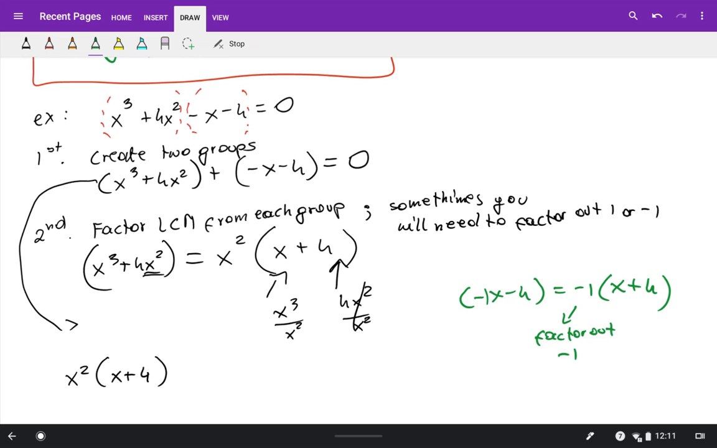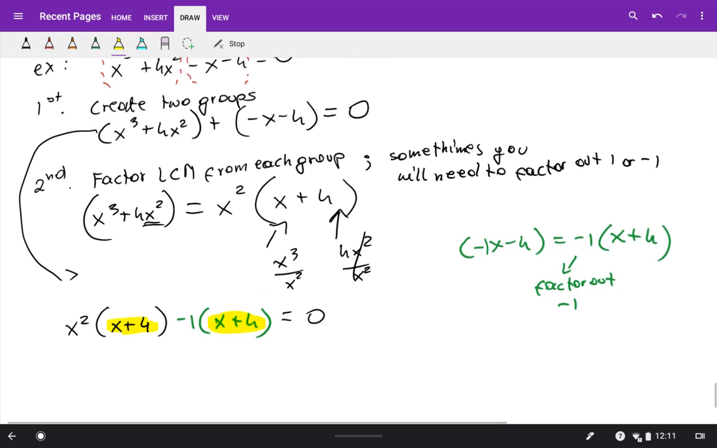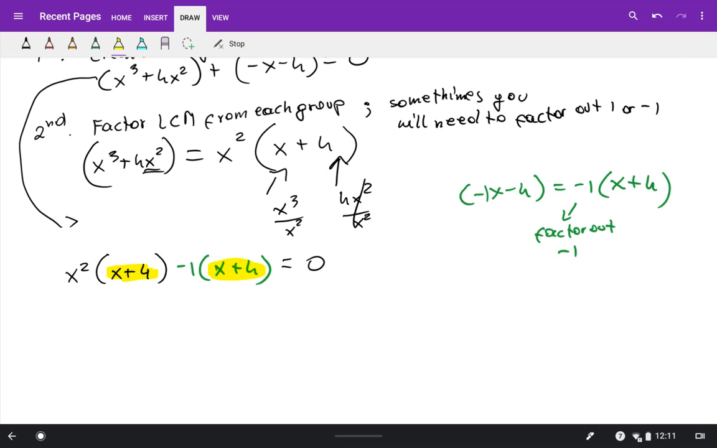Okay, so I'm going to rewrite -1(x - 4) as -1 times (x + 4) equals 0. And when you factor by grouping, the idea is that in those two parentheses, you end up with exactly the same expression, which we have. Okay.